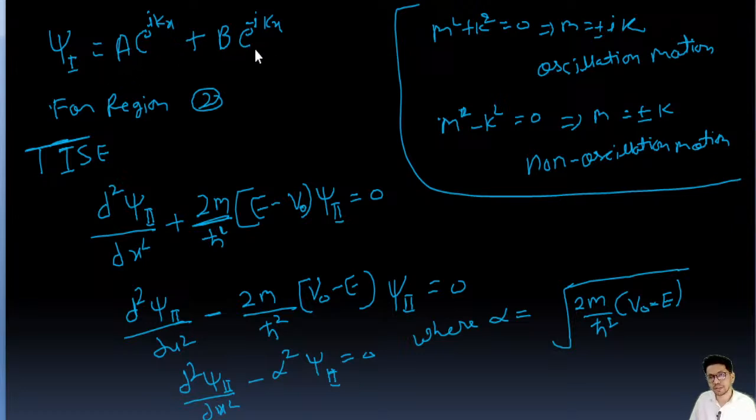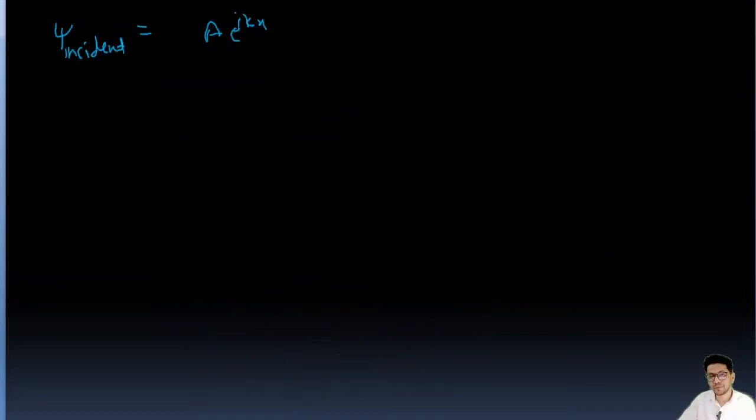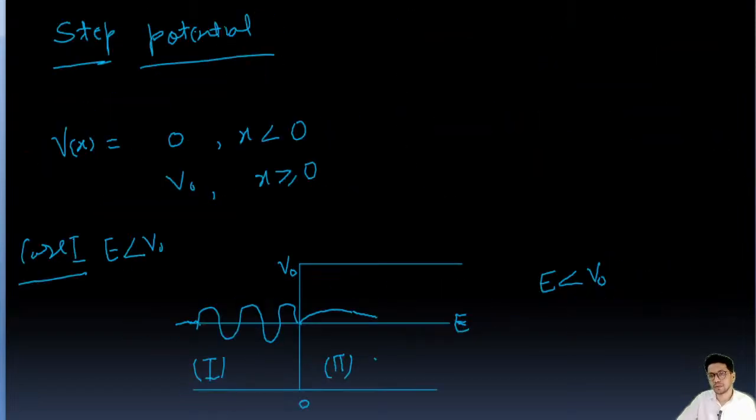Incident wave in positive x direction, so here we can see it is in this direction. Similarly, the value of psi reflection is going to be b e to the power minus iota kx. This wave will go from here, and if this is a barrier, then it will get reflected. And this is a potential barrier. We can see energy is less than V naught; V naught is greater than E.